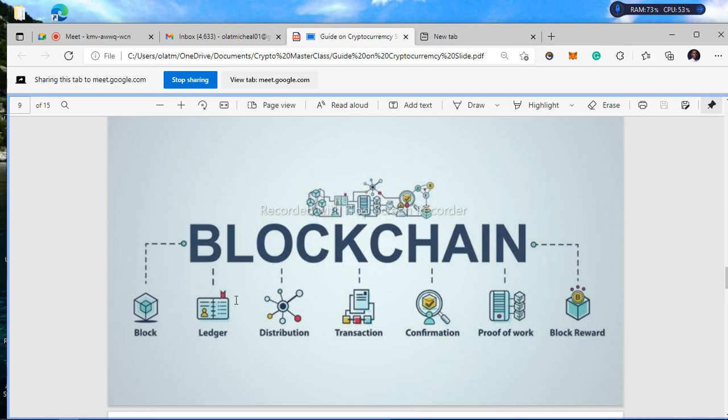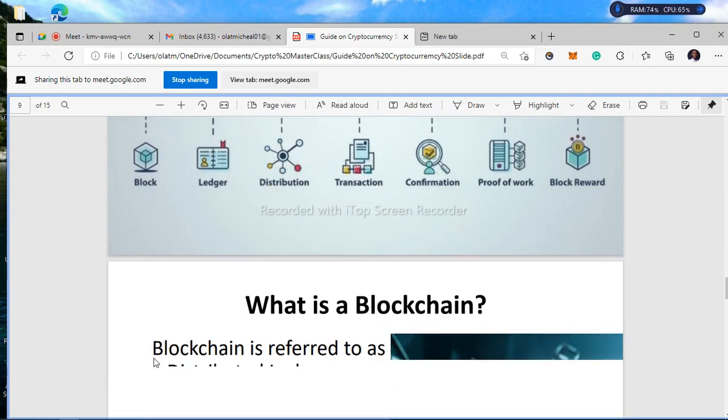And the blockchain consists of blocks. So you can say we have blocks, we have ledger, distribution. These are the things that make up blockchain. The ledger used to store information, store transactions, is distributed from one block to the other. They are connected like this for performing transactions. Now that transaction has to be confirmed to show that this transaction has been processed successfully. So that's blockchain.